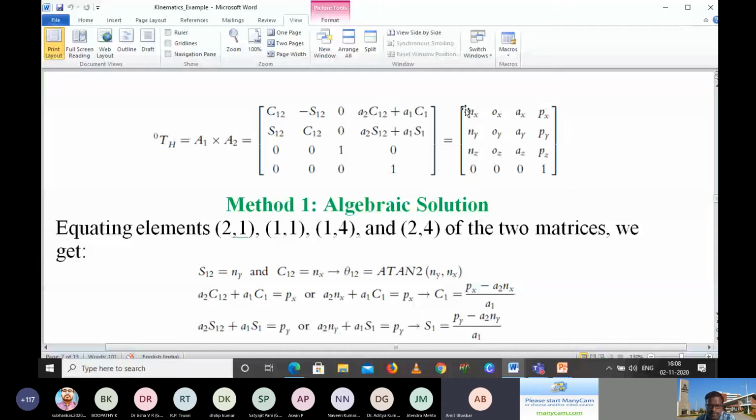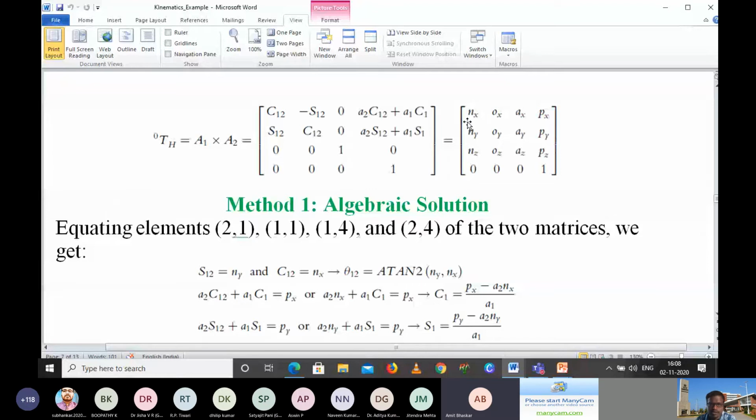because once you know this, how much rotation, all those things you know. So what we are doing is relating these matrix parameters to these variables. For example, sine of theta 1 plus theta 2 you are relating to the ny parameter in this matrix. Based on that, cos of theta 1 plus theta 2 you are relating to nx. Similarly you can see here, A2 cos theta 1 plus theta 2, plus A1 cos theta 1, if you relate that, that is equal to Px.